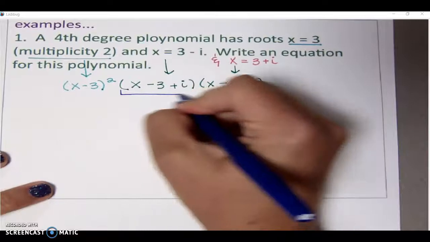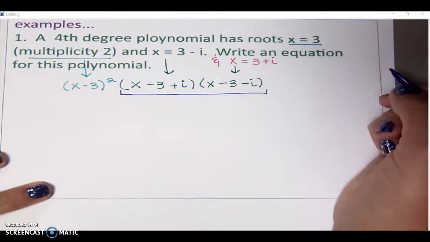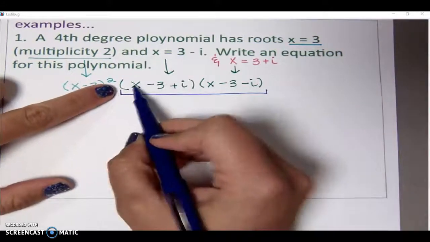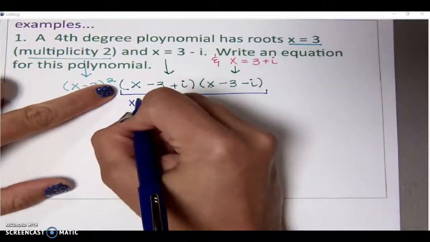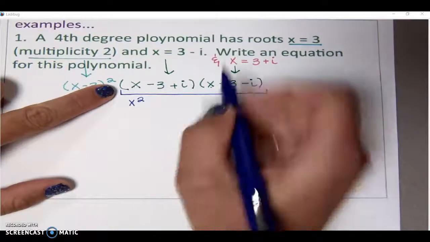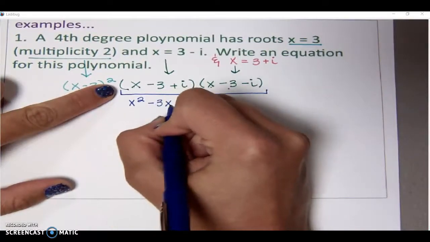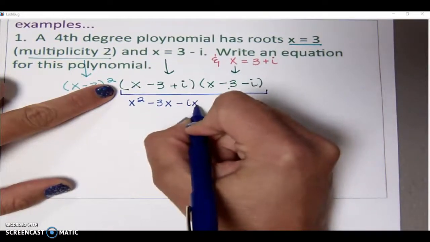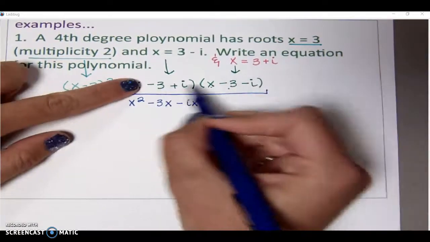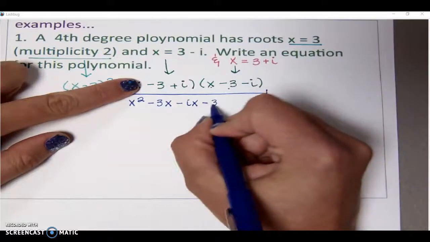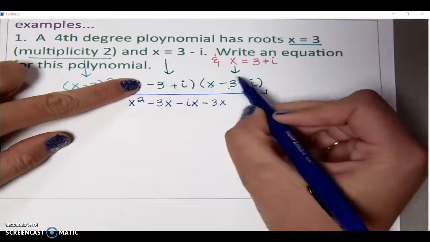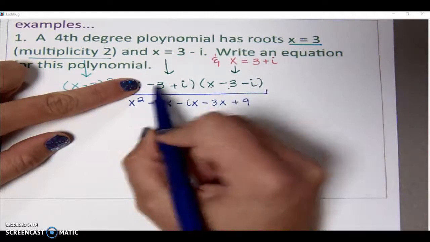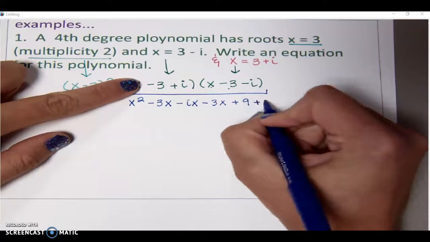So I'm going to take these two and multiply them out. If you like to use a box and you want to do a 3 by 3 box, you can, but I'm just going to multiply. So x times x will give us x squared. X times negative 3 will give us negative 3x. X times negative i will give us negative ix. And negative 3 times x will give us negative 3x. Negative 3 times negative 3 will give us positive 9. Negative 3 times negative i will give us positive 3i.